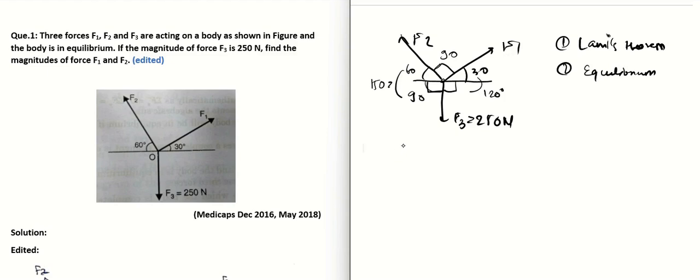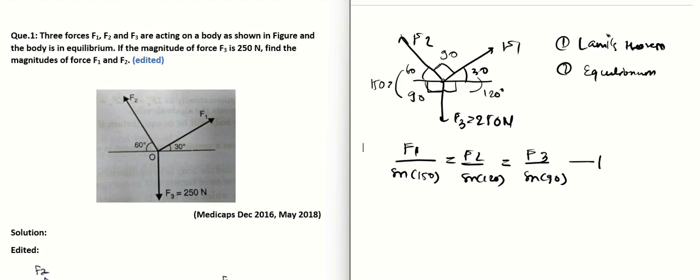So what Lami's theorem says is that F1 divided by sine of the angle between the other two forces, which is the angle between F2 and F3, 150, so sine of 150, will be equal to F2 divided by sine of 120, because the other two forces are F1 and F3 and the angle between them is 120, will be equal to F3 divided by sine of 90. This is the statement of Lami's theorem.